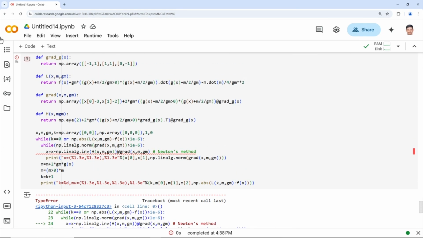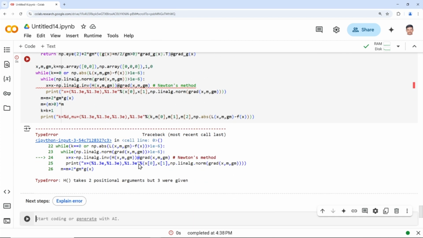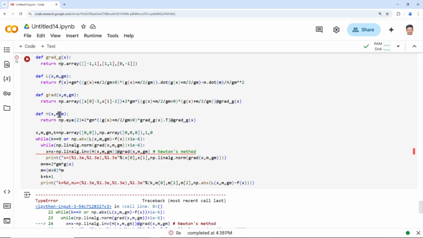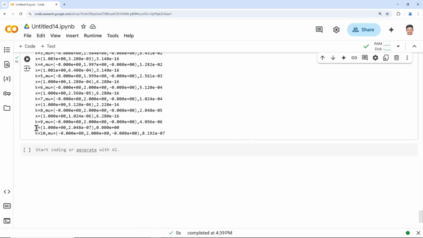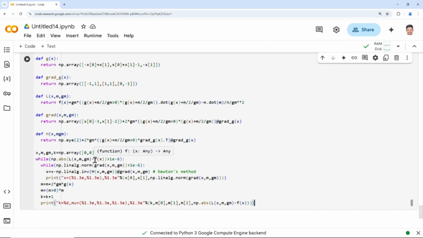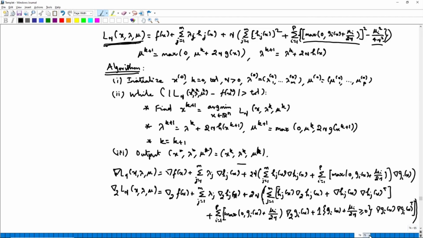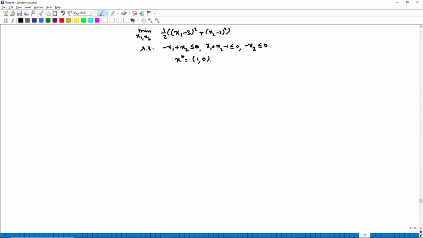Okay, so I think I missed a comma here. Okay. Fine. So you can see that x is 1 comma 0 and mu is 0 comma 2 comma 0. This is something that we did not calculate, but it can be checked, not a big issue, right? So the answer here turns out to be mu star is 0 comma 2 comma 0.